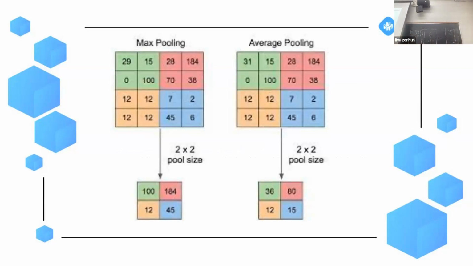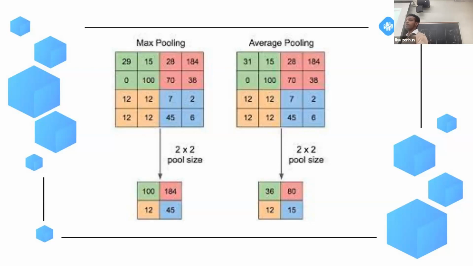So for example, take the left-hand 2 by 2 matrix: 29, 15, 0, and 100. You just take the max of that value, that 100, right? I'm guessing that's pretty clear. And in this case, we take the average of that. Are there any questions for this?